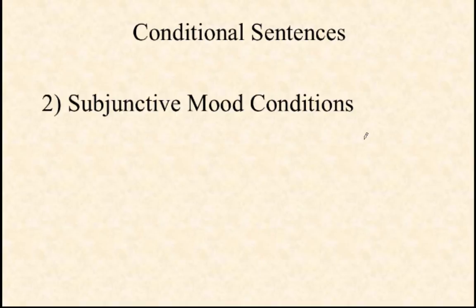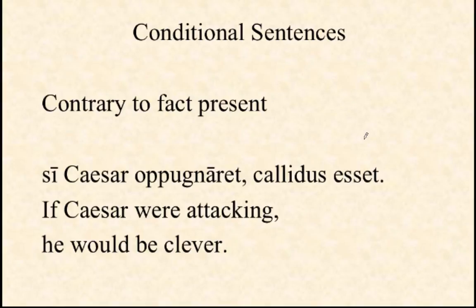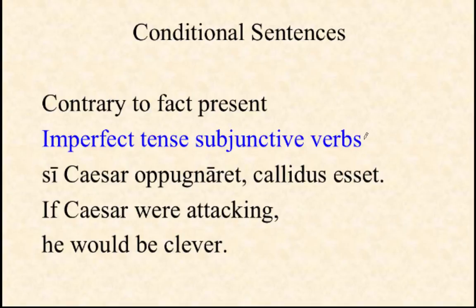The other type of conditional sentence in Latin uses the subjunctive mood. Here's one example. This is called the contrary to fact present. Si Caesar oppugnaret, calidus esset. If Caesar were attacking, he would be clever. Now, contrary to fact means this is not true. Caesar, in this example, is not currently attacking. If he were attacking, he would be clever. But he's not. This is contrary to fact. In this type of a conditional, you have imperfect tense subjunctive verbs for both halves of the sentence.